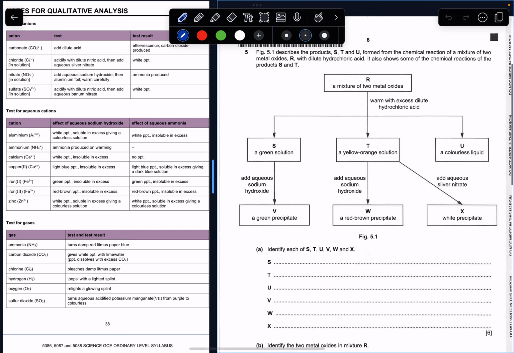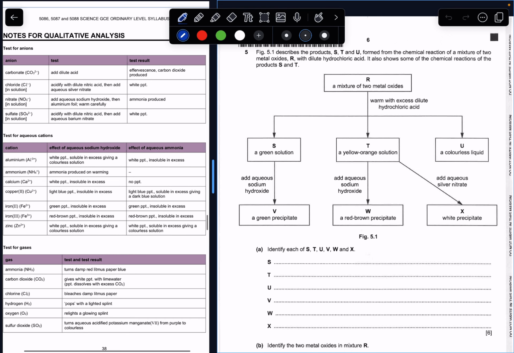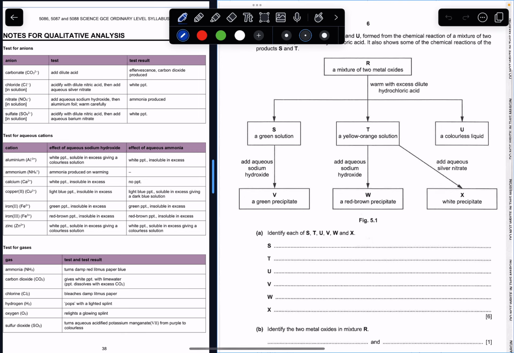Okay, hi. Let's take a look at this QA question. Actually, the difficulty for QA is mostly the memory part, because in a theory exam, this table here is not given to you. You need to memorize. But for practical, it's given to you, so not so bad. So now let's imagine you already memorized it. Let's see how you approach this question.